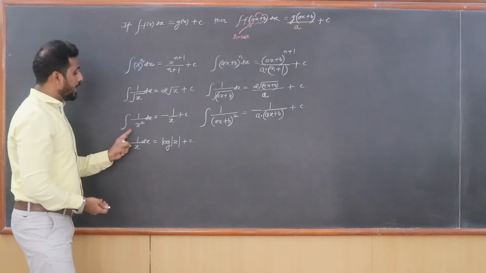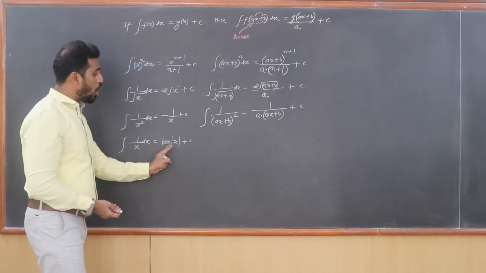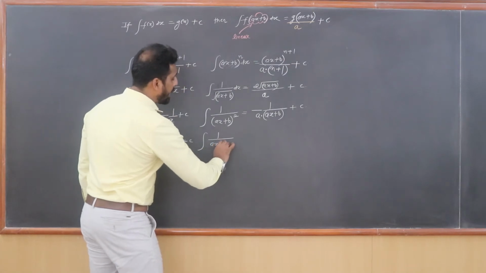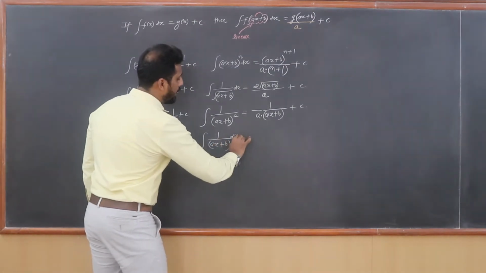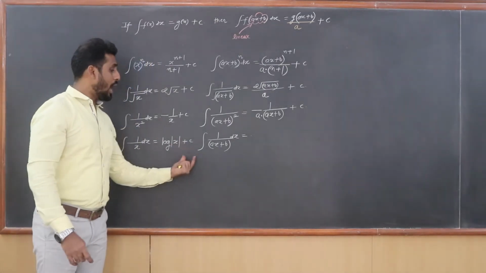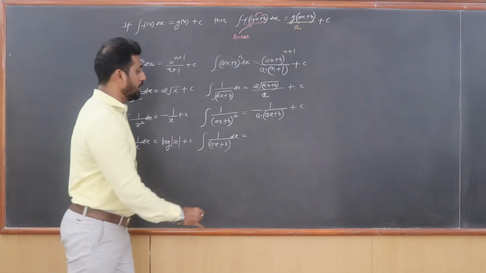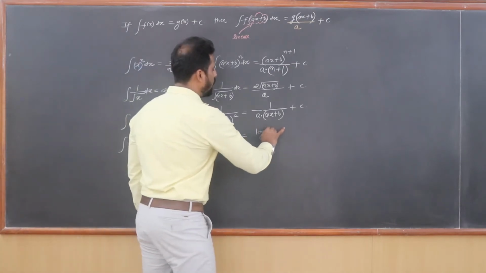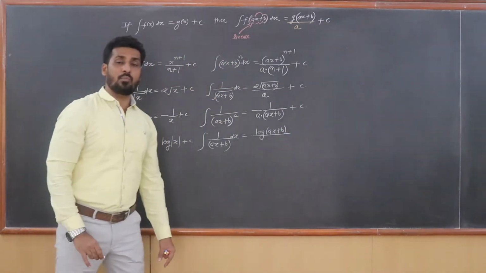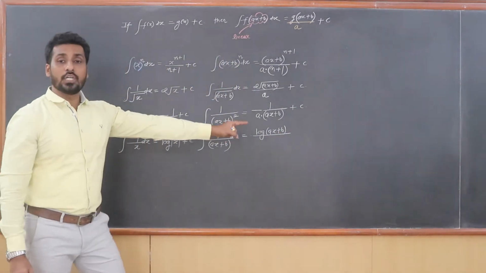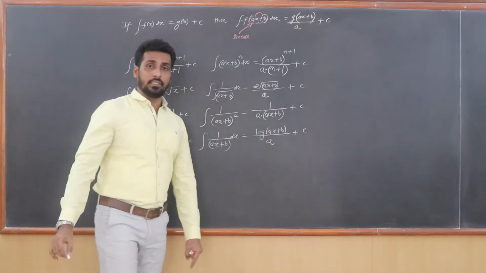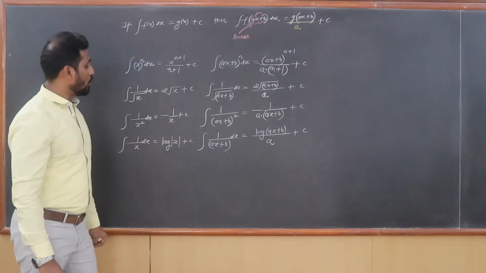So students, if integration of 1 upon x dx is log of x, then integration of 1 upon ax plus b, just replace the variable x by a linear expression ax plus b. So your answer is going to come log of ax plus b, and always remember to divide by the coefficient of x, which is a, plus c, isn't it? So that's integration of 1 upon x.